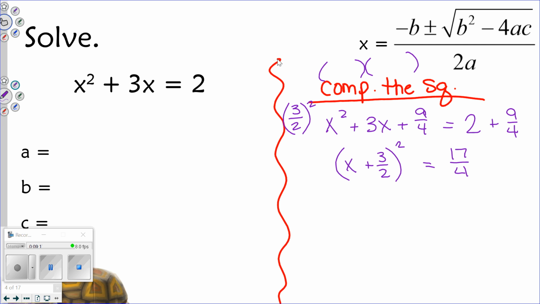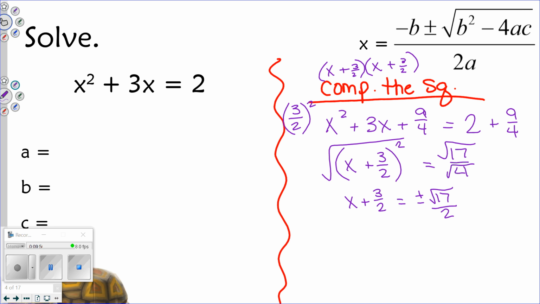If I asked you to factor this, you'd be like, all right, x and x, they're both plus. Options for c, that would have been 3 over 2 and 3 over 2. That's your option to multiply to get 9 fourths. So since they're both exactly the same, that's why it's x plus 3 over 2 squared. Okay? All right, and then you would do what? The square root. Top, bottom. So x plus 3 over 2 equals plus or minus radical 17 over 2. And then you would move this to the other side. So negative 3 over 2 plus or minus radical 17 over 2. All right?